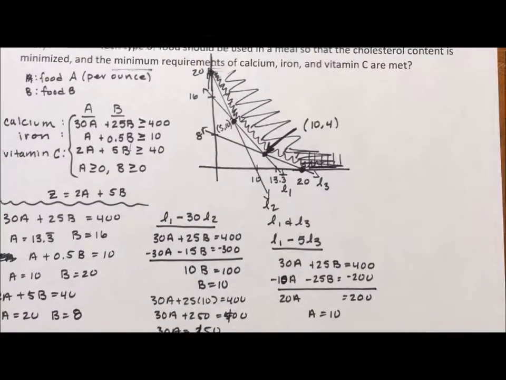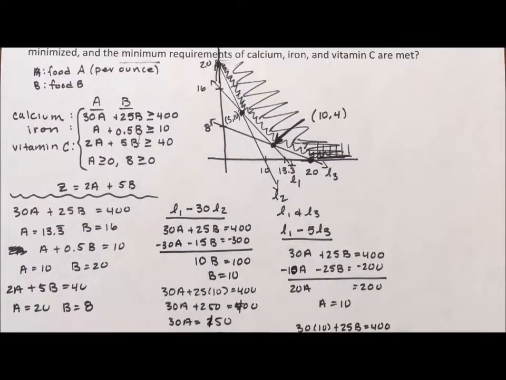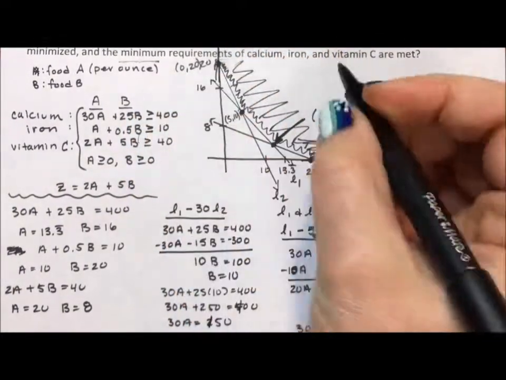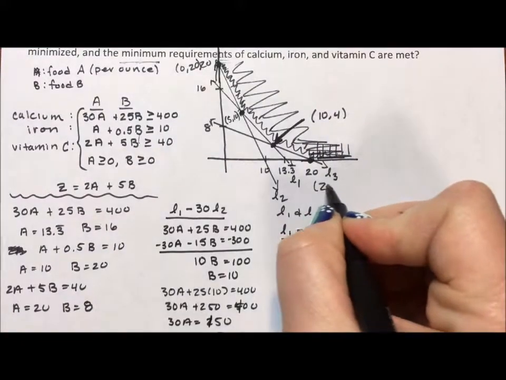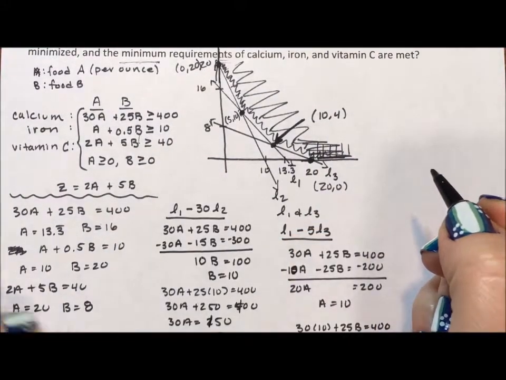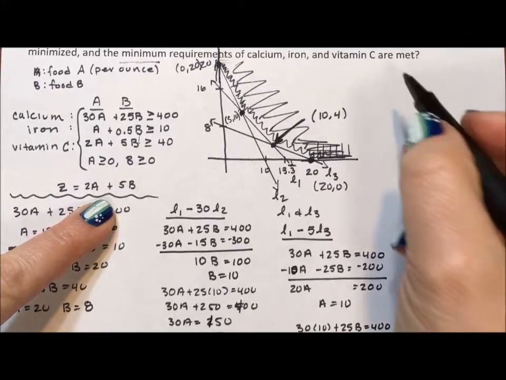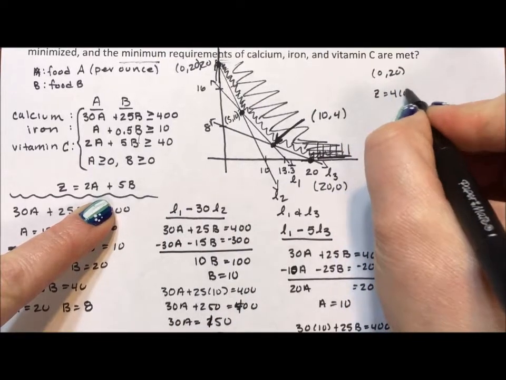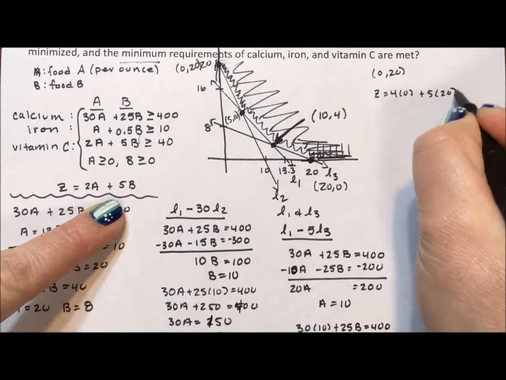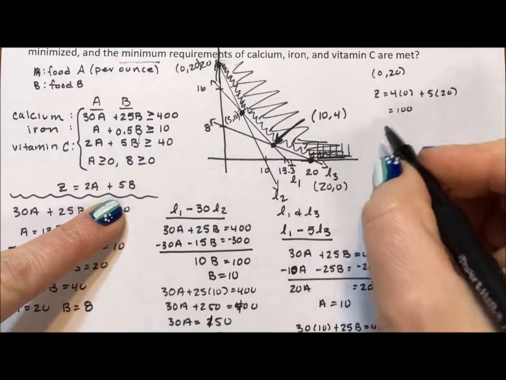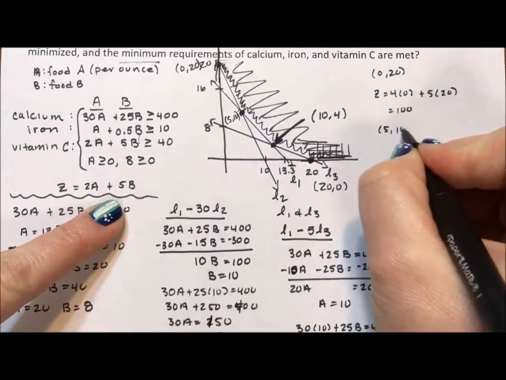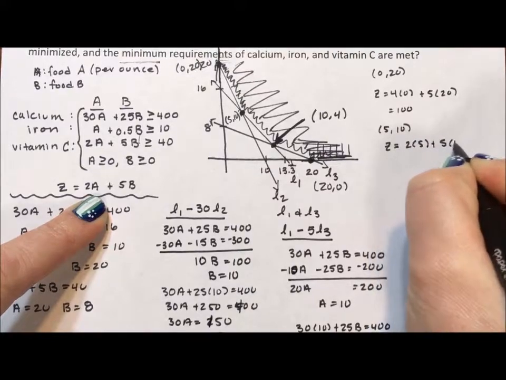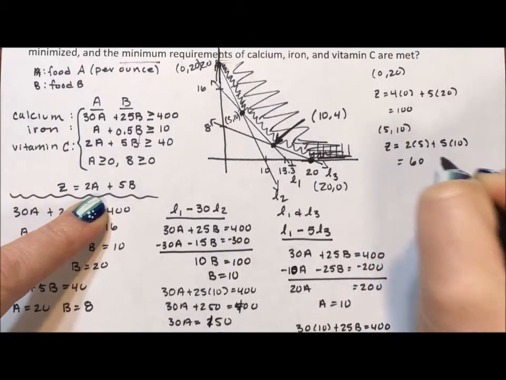Okay, whew. So now, translated, graphed, found our points. I told you that one of these 4 points, 0, 20, 5, 10, 10, 4, or 20, 0, would be the ordered pair that will minimize our cholesterol. So I'm going to test them all. So if I test 0, 20, I'm going to test 4 times 0 plus 5 times 20, which is 100. If I test my next point, 5, 10, I get z equals 2 times 5 plus 5 times 10, 50, 60. That's going to equal 60.